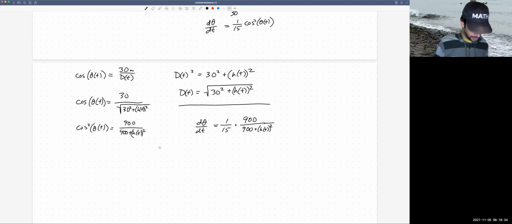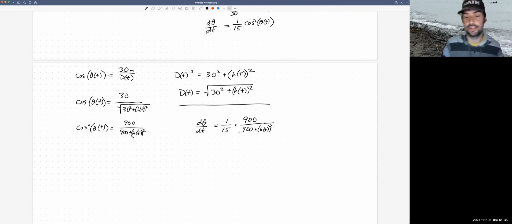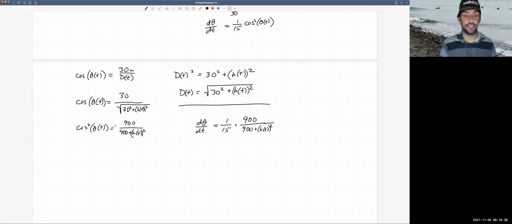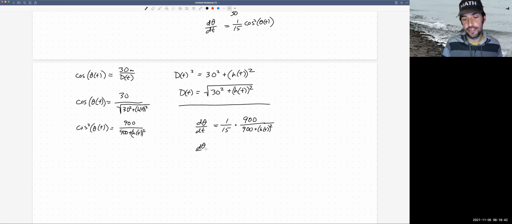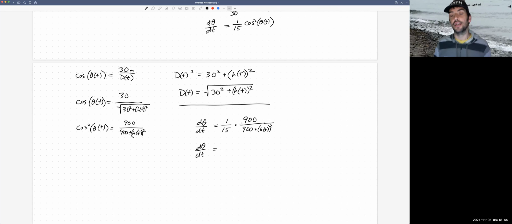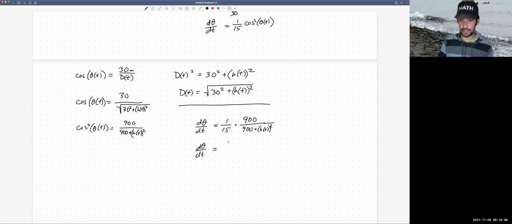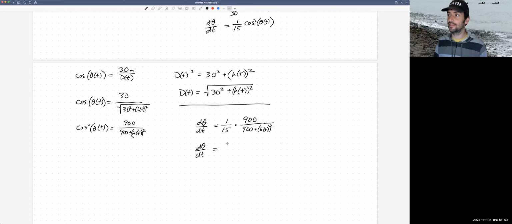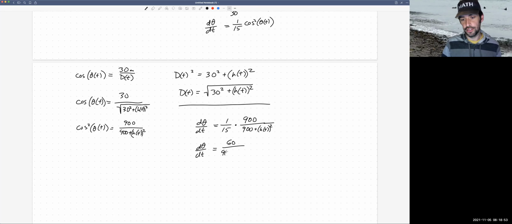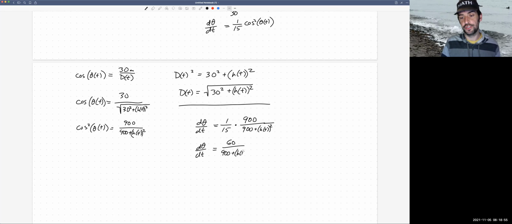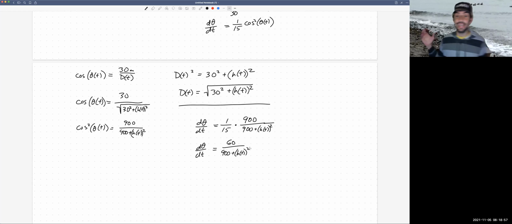Okay. All right, so here's our expression for d theta dt, right? Just substituting this thing in. Let's do a little bit of simplifying. d theta dt. So 15 into 900 should be what, 60? Yeah, 60 over 900 plus h of t squared.